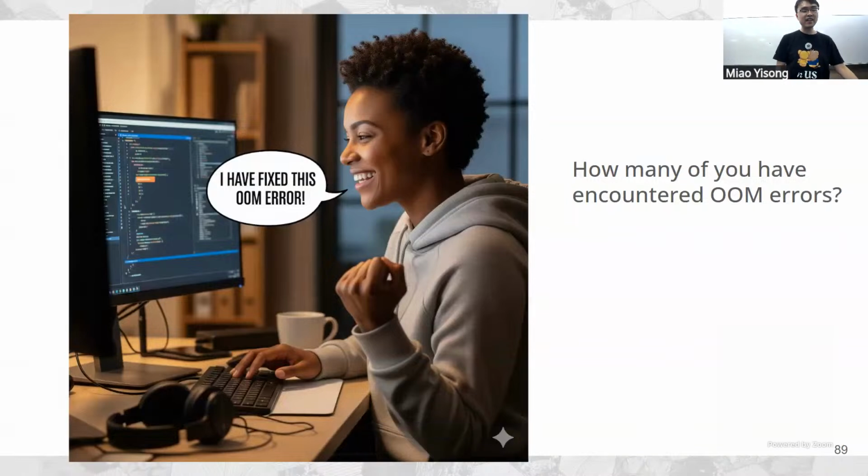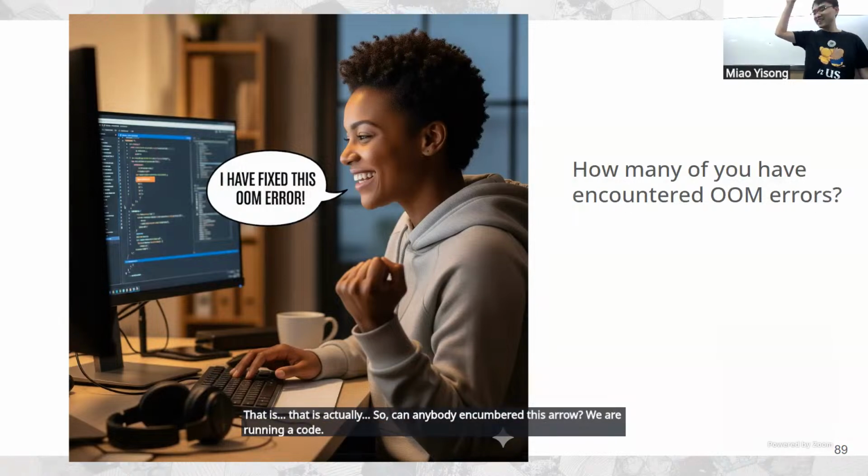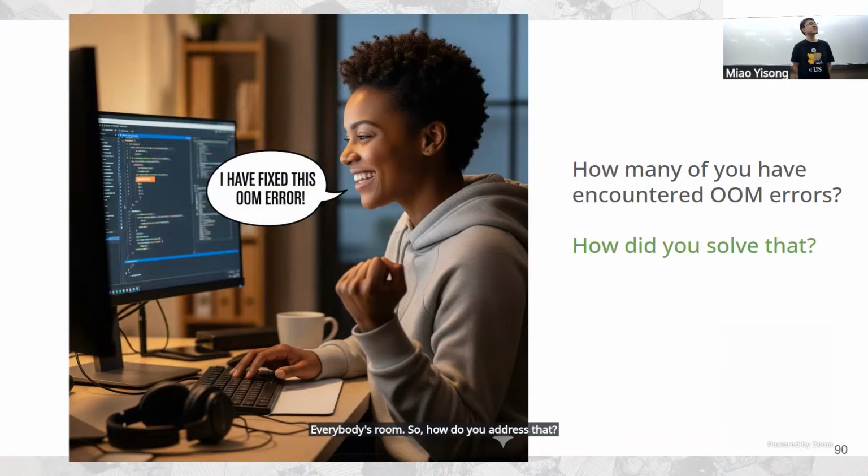So has anybody encountered this error? Raise your hand. We are running out of memory. Basically everybody in this room. So how do we address that? Any answers?